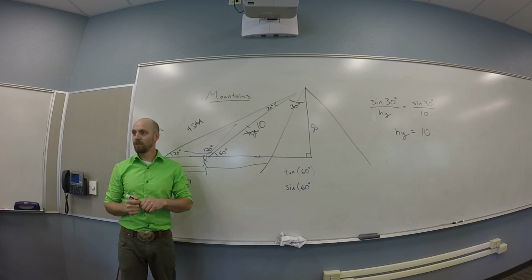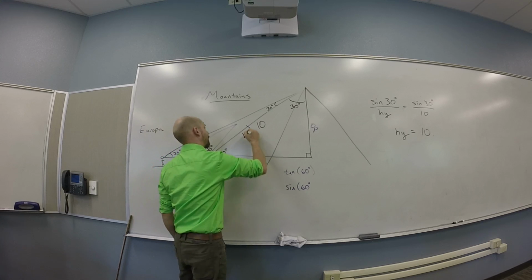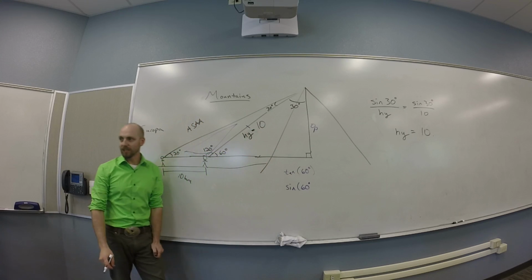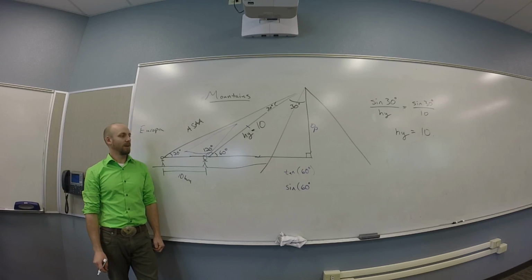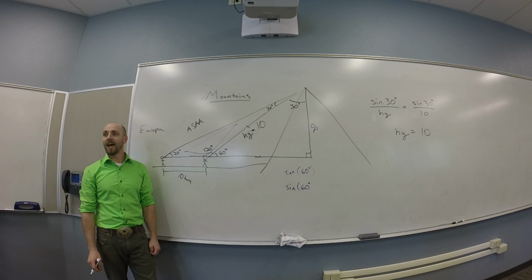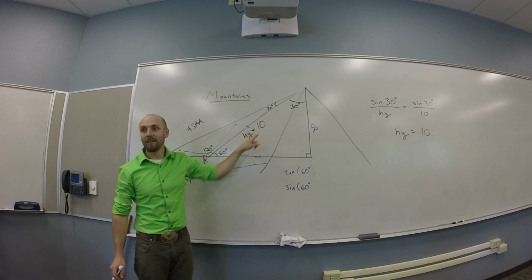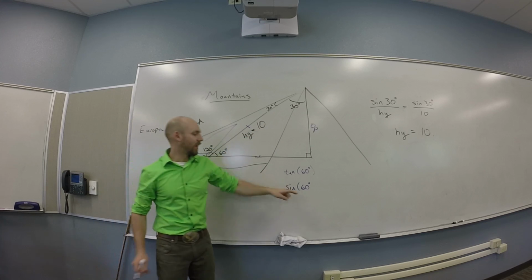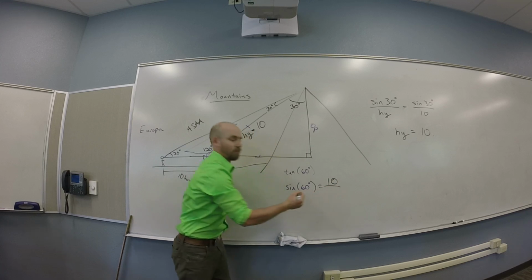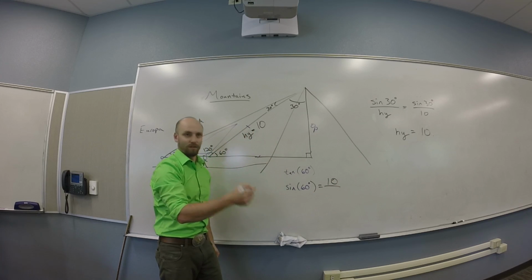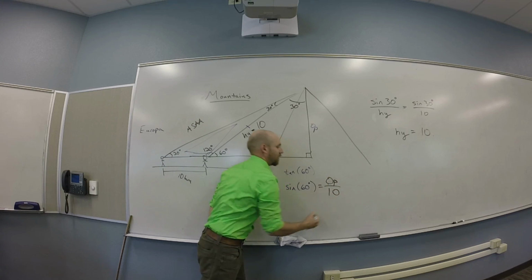I was just replacing HY with 10. Alright, let's use that law of cosines thing. No, I don't need that. I don't need to go overkill, because I have a right triangle here. So sine of 60 is the opposite side over 10, so X over 10.